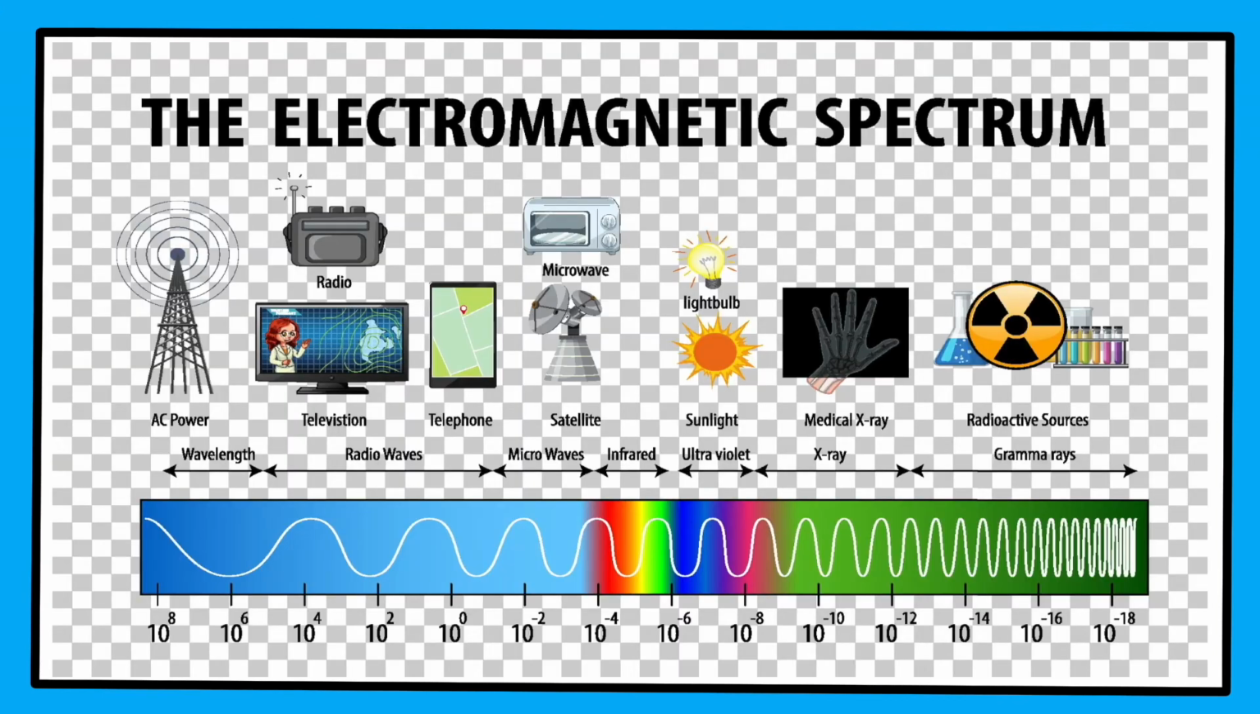Visible light only makes up a small portion of what we call the electromagnetic spectrum. This spectrum contains all of the wavelengths of all the forms of electromagnetic radiation, from lowest amount of energy produced to highest amount of energy produced. The electromagnetic spectrum consists of the following: radio waves, microwaves, infrared rays, visible light waves, ultraviolet waves, X-rays, and gamma rays.